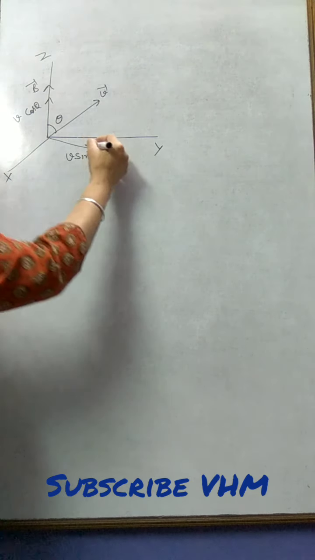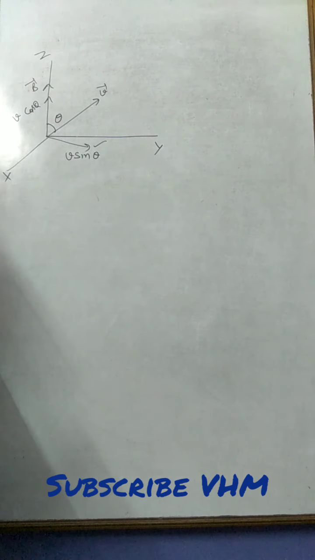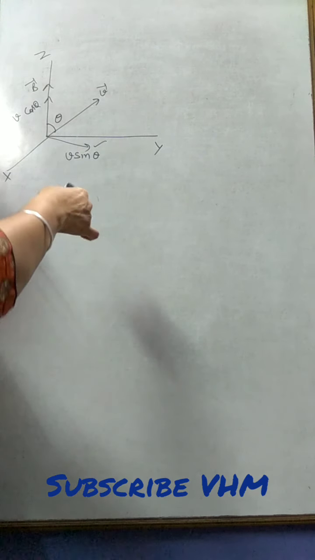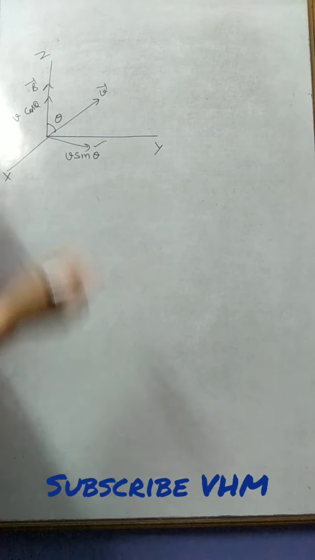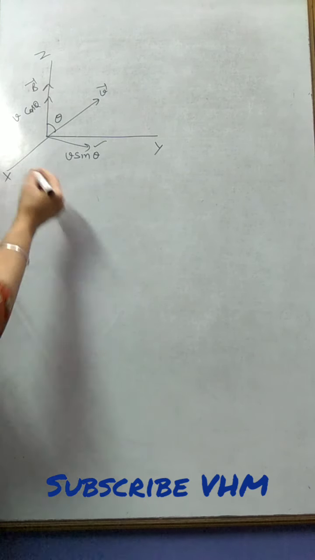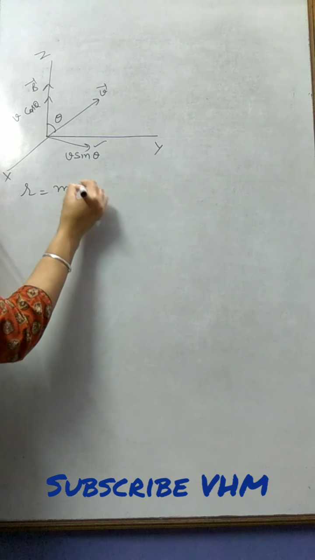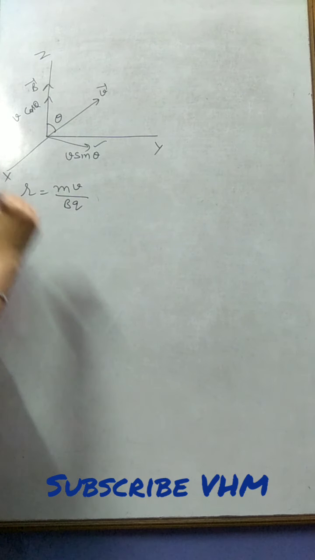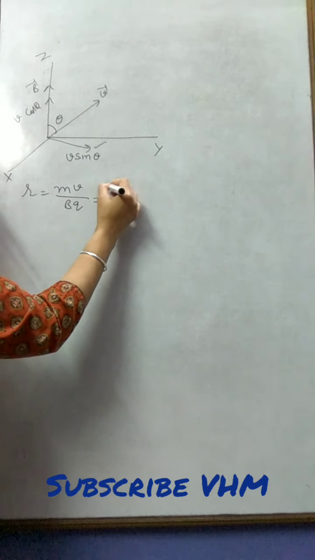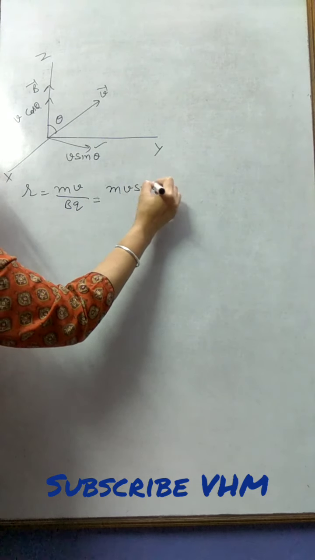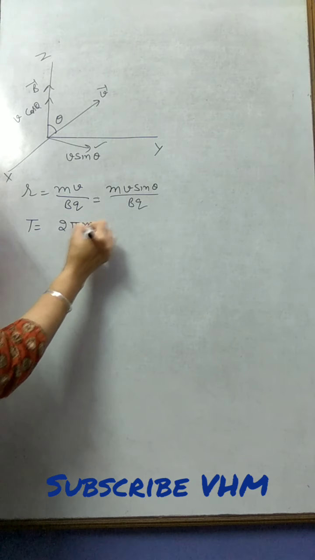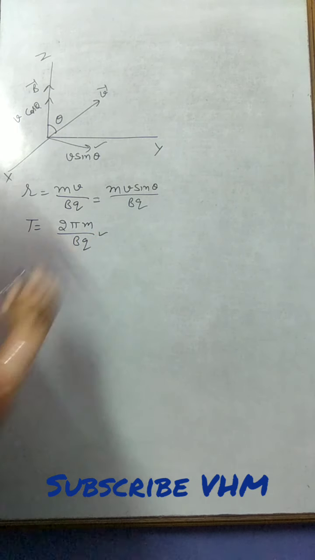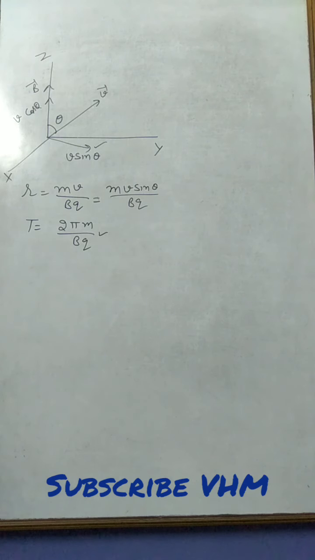And we know the perpendicular component is the source of centripetal force, which moves the charged particle in a circular path. Again the radius is mv sin theta upon qB, and the time period is 2πm upon qB. This time period is independent of the velocity, so in this case again the time period is the same.